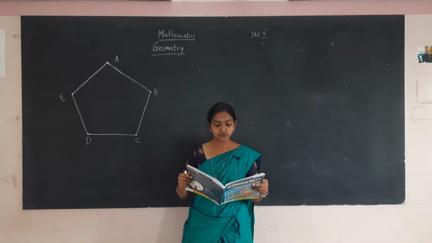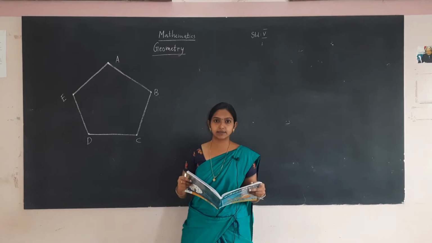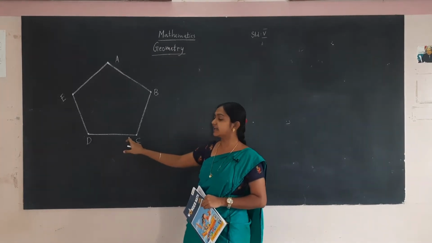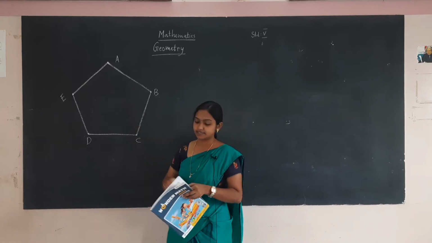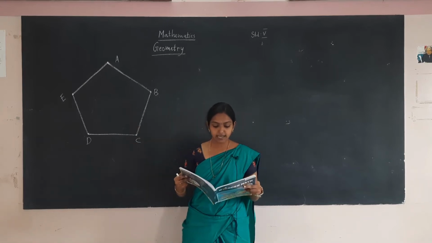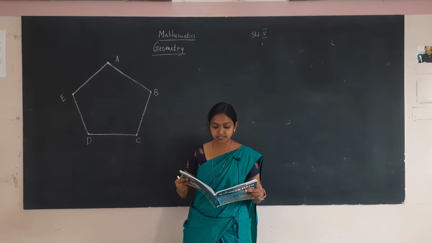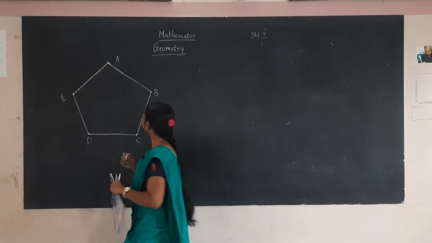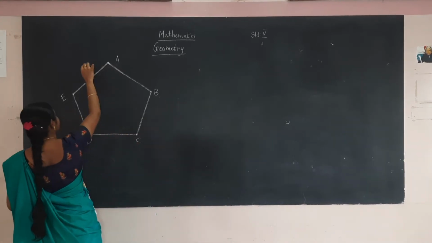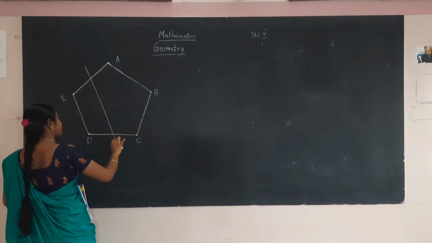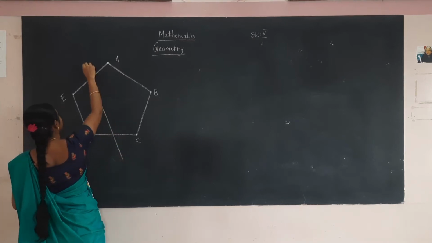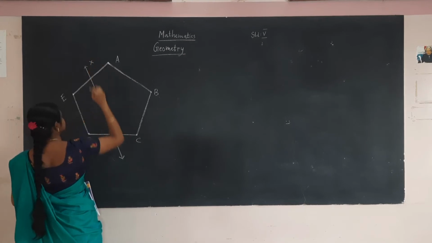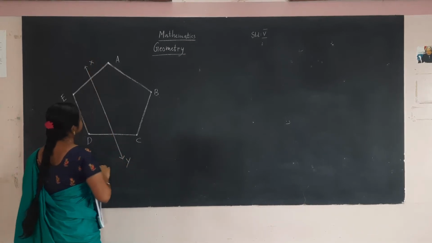Use a ruler to find the length of each line segment. You take your ruler and place it on the line and find the length of each line segment. Draw a line passing through any two sides of the given polygon and label it. Now I have drawn a line and I am going to label it as XY.